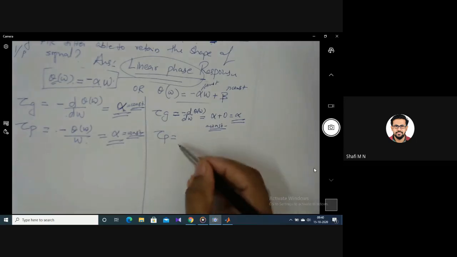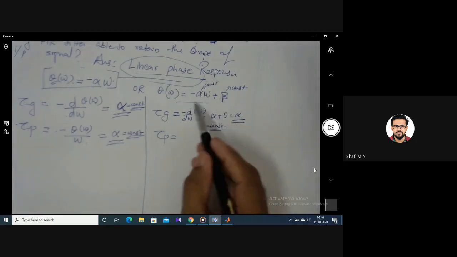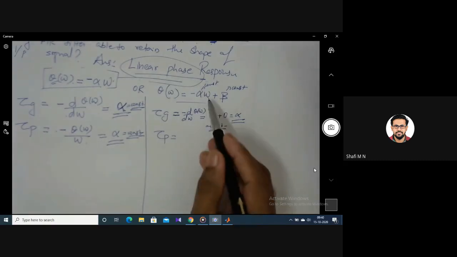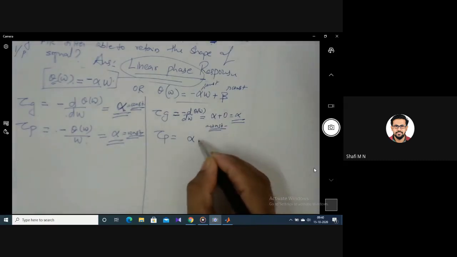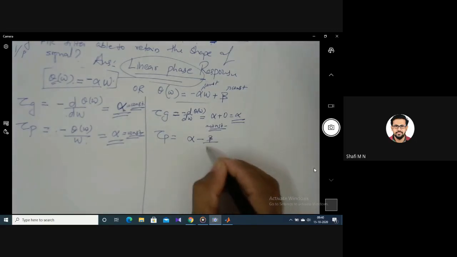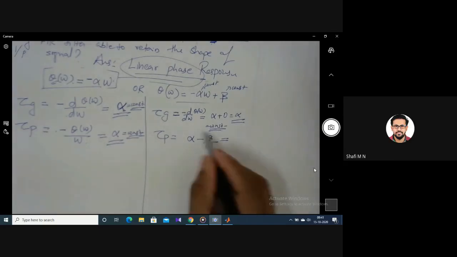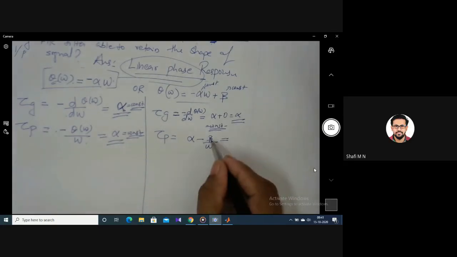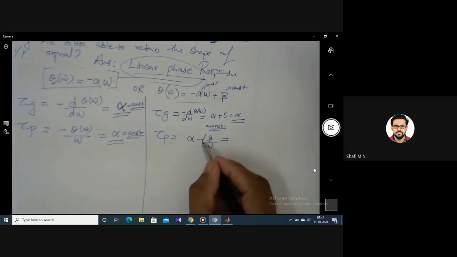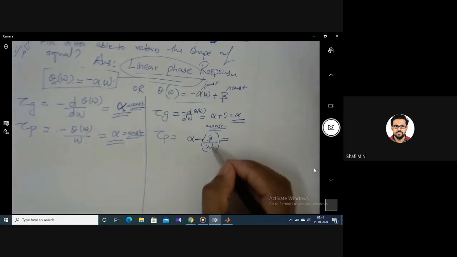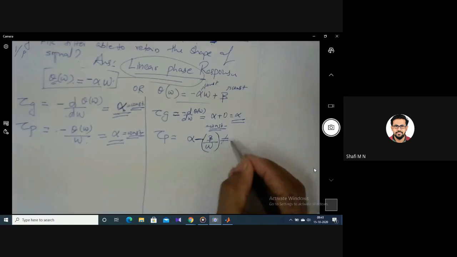Now let's see what the phase delay is. Tell me, what is tau p? Tau p is minus theta of omega by omega, right? So omega and omega get cancelled, and we get alpha minus beta by omega. Is it a constant? Omega is a term here, alpha and beta are constant, that's fine, but you have it like this: alpha minus beta by omega. So here it's a function of omega. Tau p is a function of omega. That is not a constant.